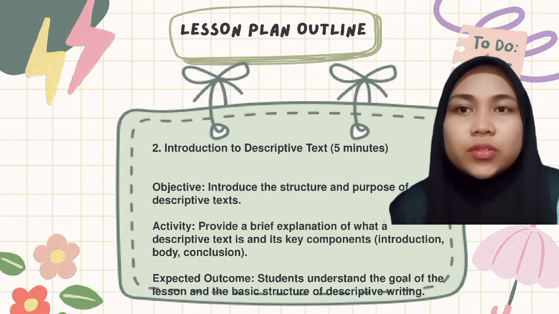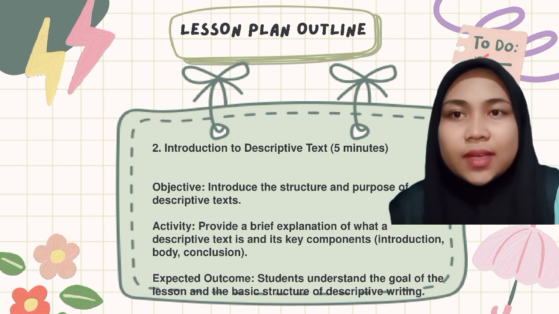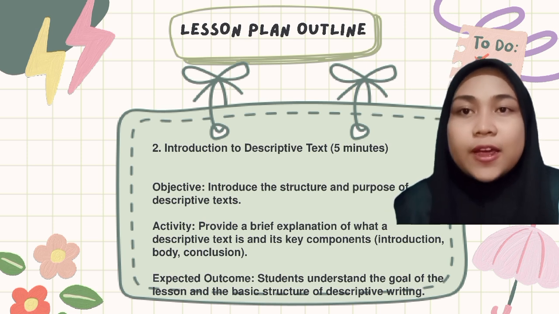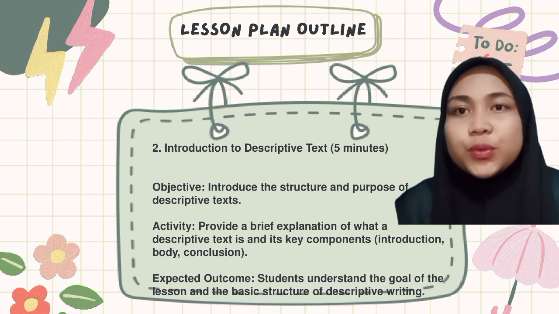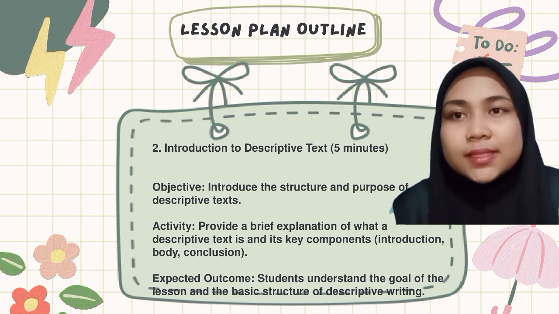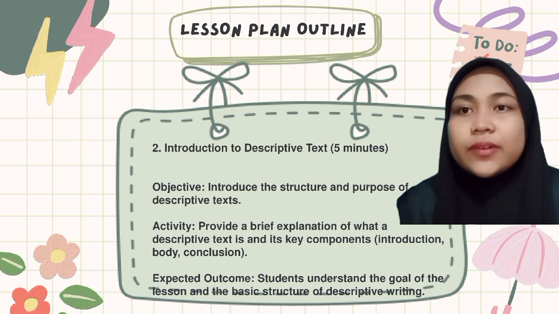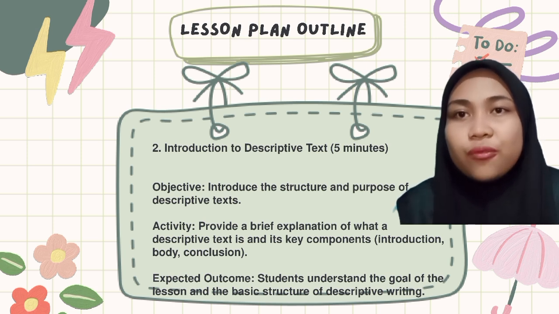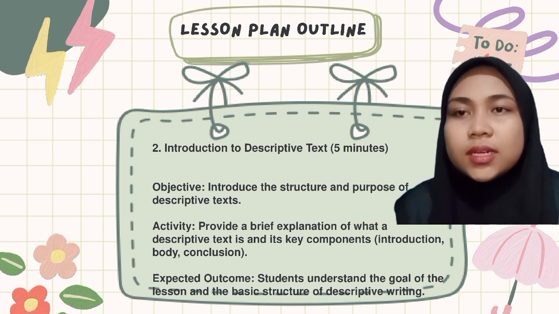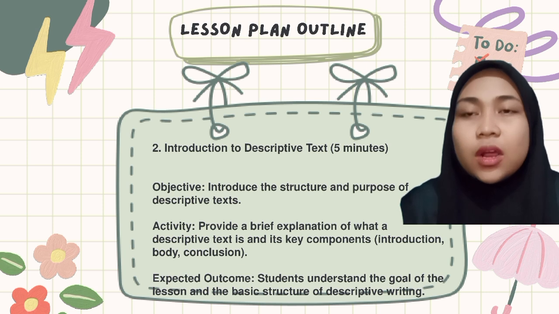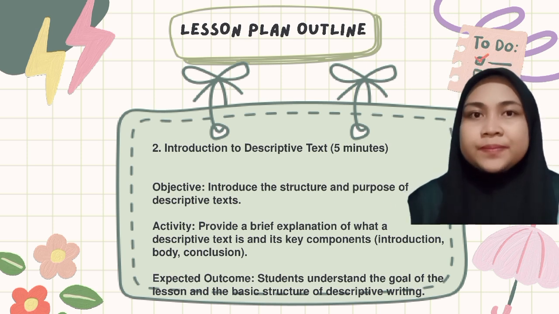The second is the introduction to descriptive text, taking 5 minutes. The aim is to introduce the structure and purpose of descriptive text in English. The activity is to give a brief explanation of what descriptive text is and its main components of introduction, body, and conclusion. Expected outcomes: students understand the learning objective and basic structure of descriptive writing.